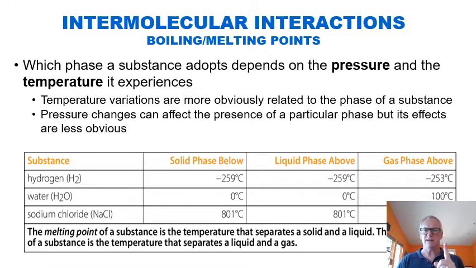As you increase the temperature, more and more energy is given to molecules, and they start to move around. Solids become liquids. And if you increase the temperature even more, add more heat, liquids become gases. Pressure can also affect the presence of a particular phase. If you take a gas and exert a huge amount of pressure on it, you can convert it into a liquid.